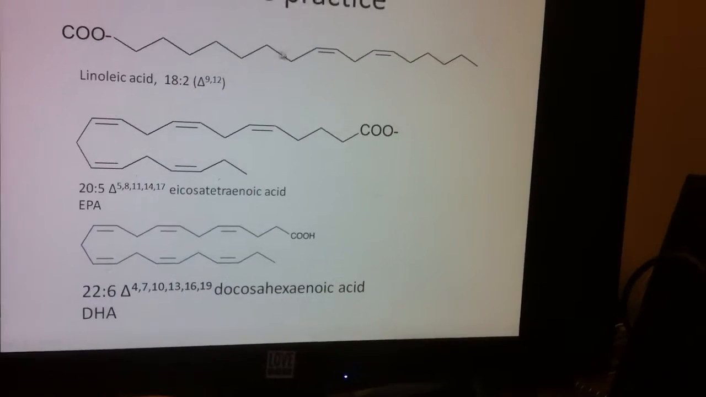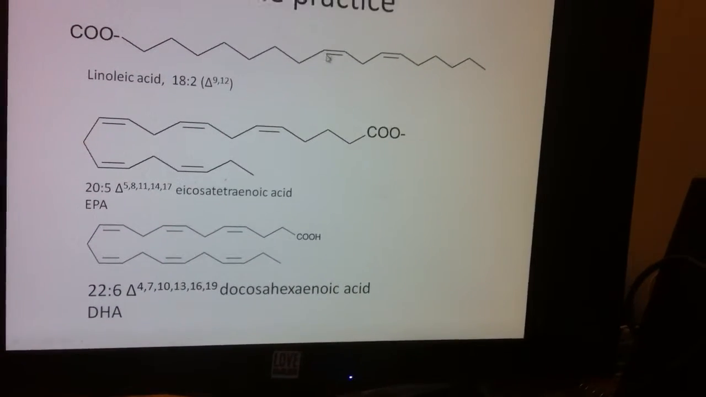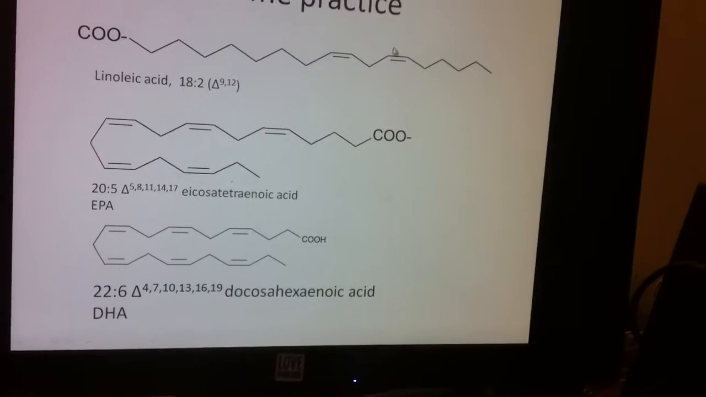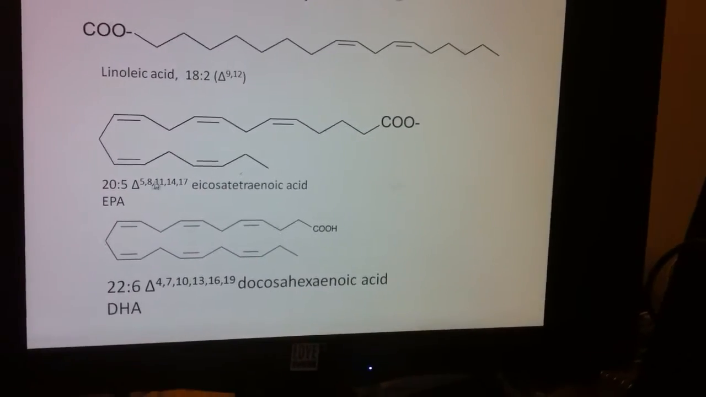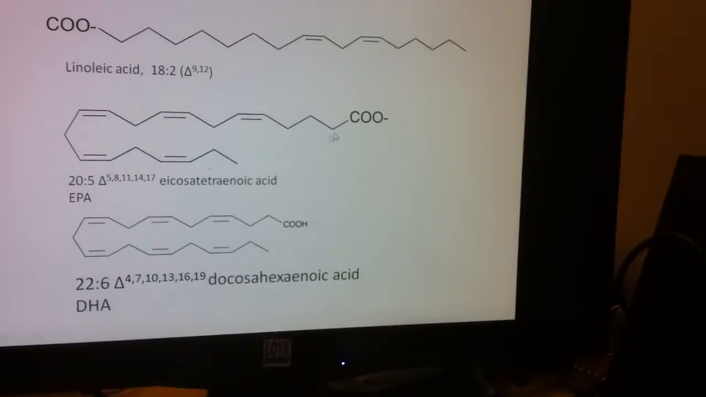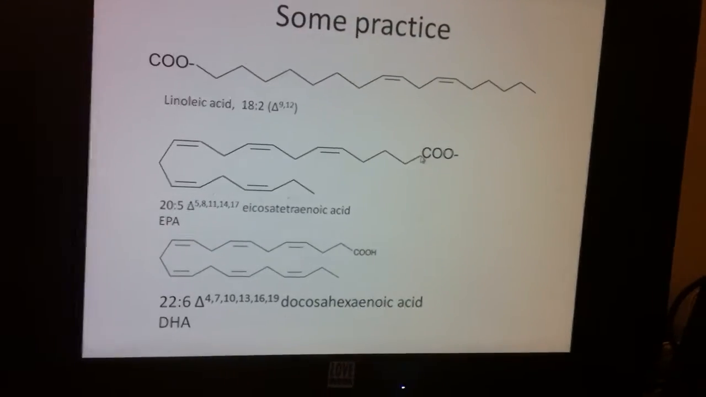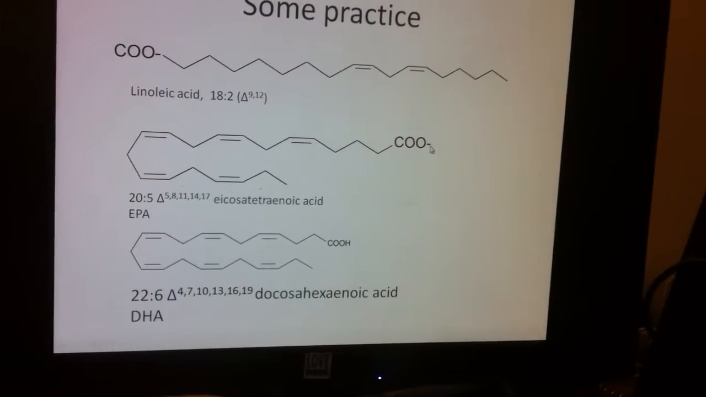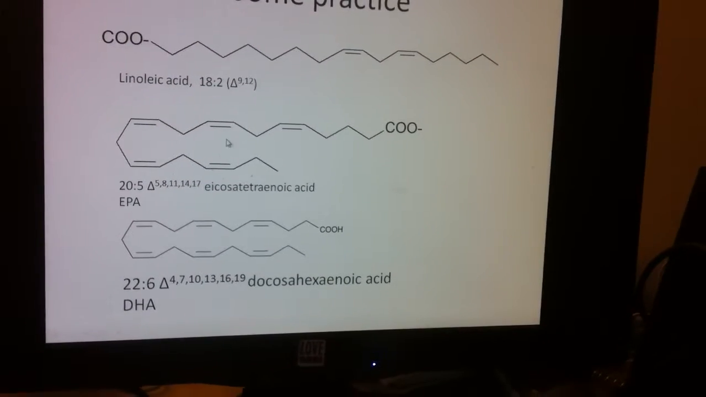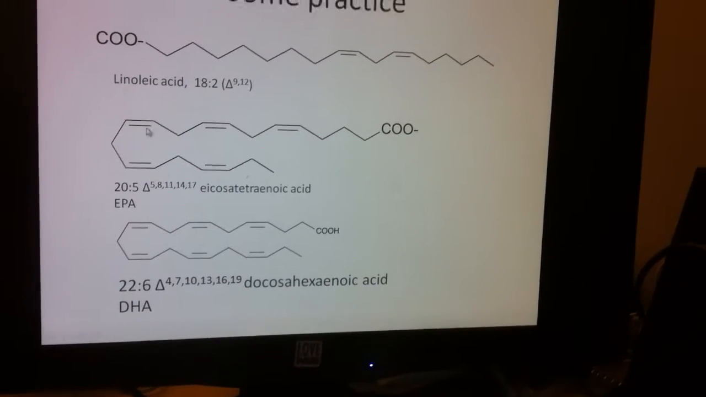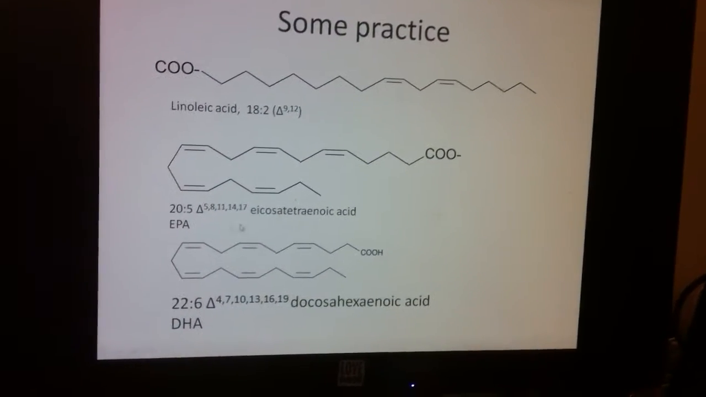The third step, you count the position of the double bond from the carboxyl end. 1, 2, 3, 4. It's 9. The first position is 9. The second is 12. So you write 9 and 12 here. Similarly, in this structure, you count the double bond from the COOH end. The first one is in position 5, second position 8, third 11, 14. So you just write the positions here.